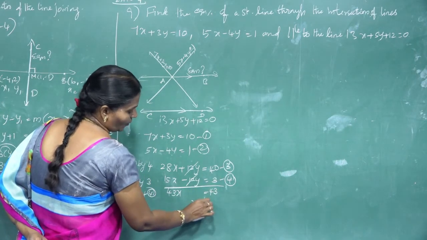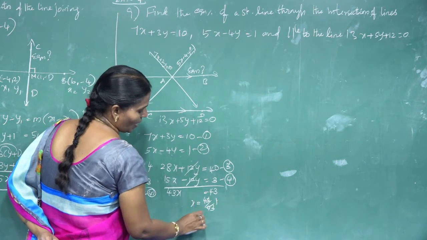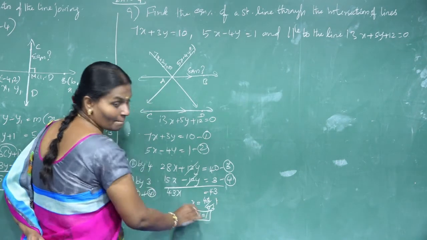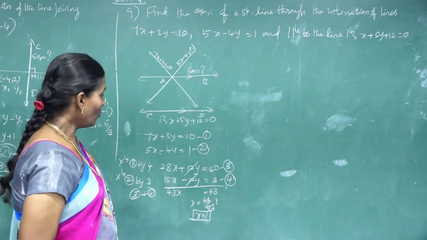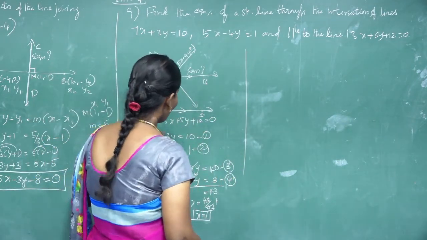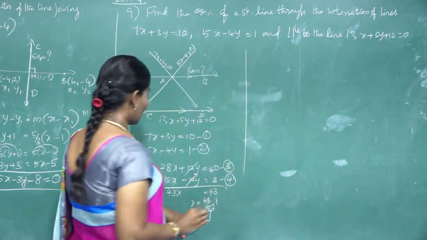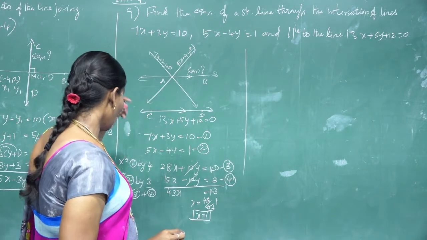So x is equal to 43 by 43. That gives 1. So x is equal to 1. Now we find the y coordinate. If x is equal to 1, substitute into any equation.